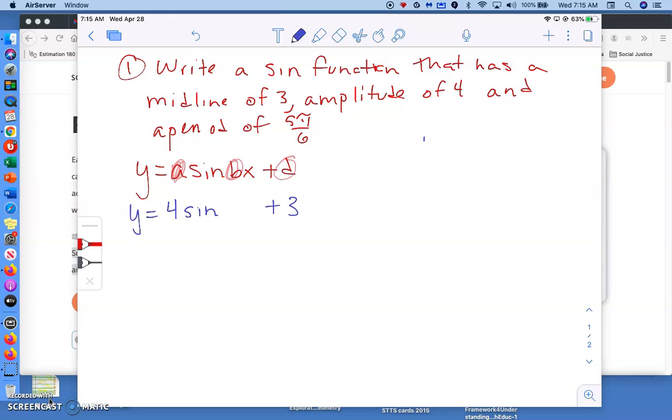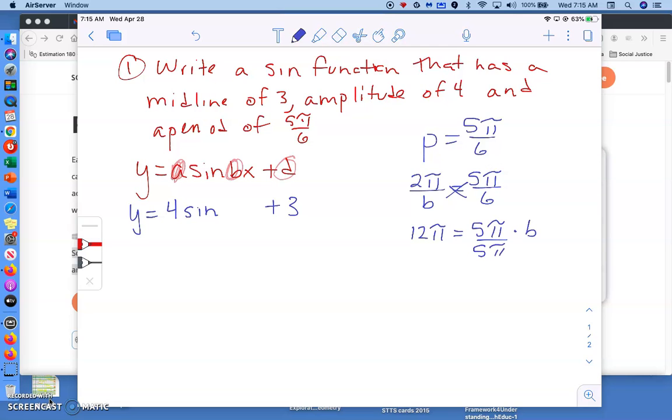So we know our period is 5 pi over 6. Well, we know our period is really 2 pi over b equals 5 pi over 6. Then we can multiply this out. So we can say 6 times 2 pi, so we have 12 pi equals 5 pi times b. So divide by 5 pi. So we have 12 over 5 equals b, and we can put that in for our b value.